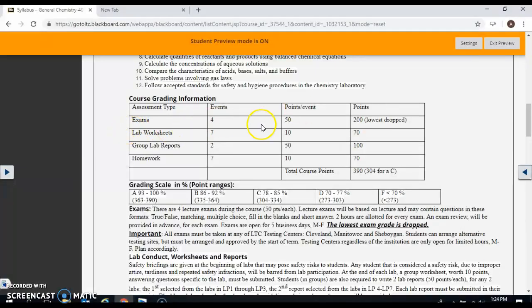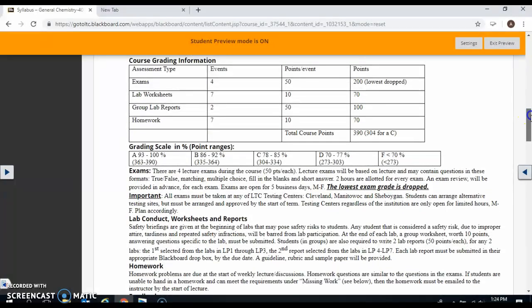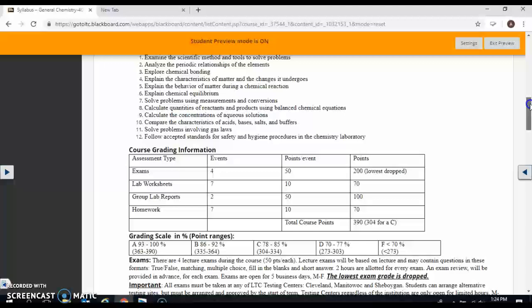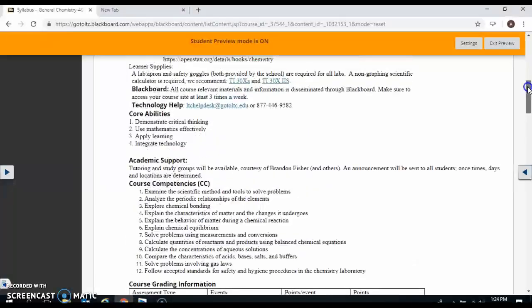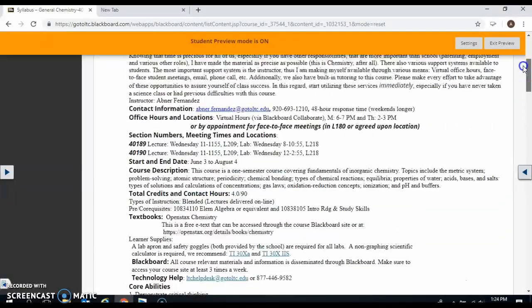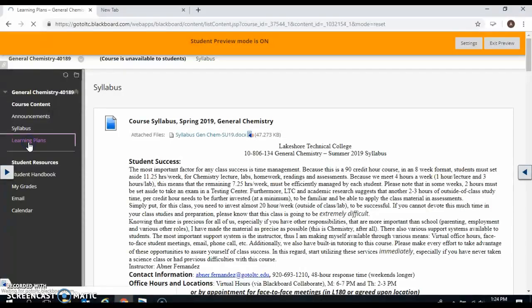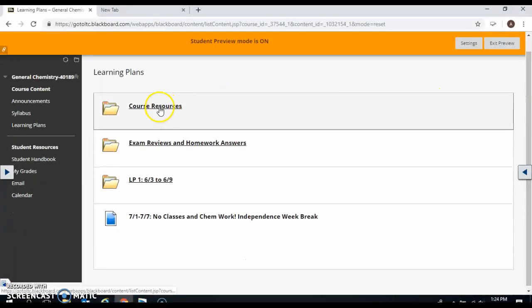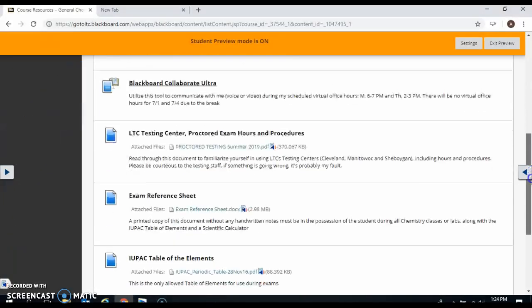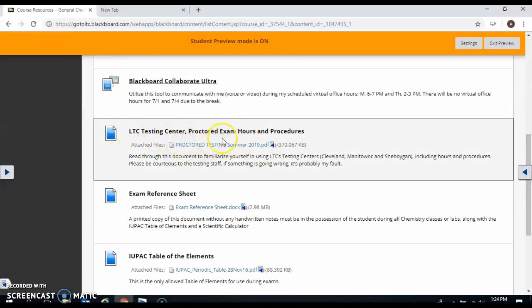Another important thing about exams is that exams can only be taken at a proctored testing site. And that proctored testing site, folks, is at Lakeshore Technical College. It's in 3 different locations: the Cleveland campus, the Manitowoc campus, or the Sheboygan campus. Times and procedures can also be accessed under course resources and under LTC Testing Center exam hours and procedures.